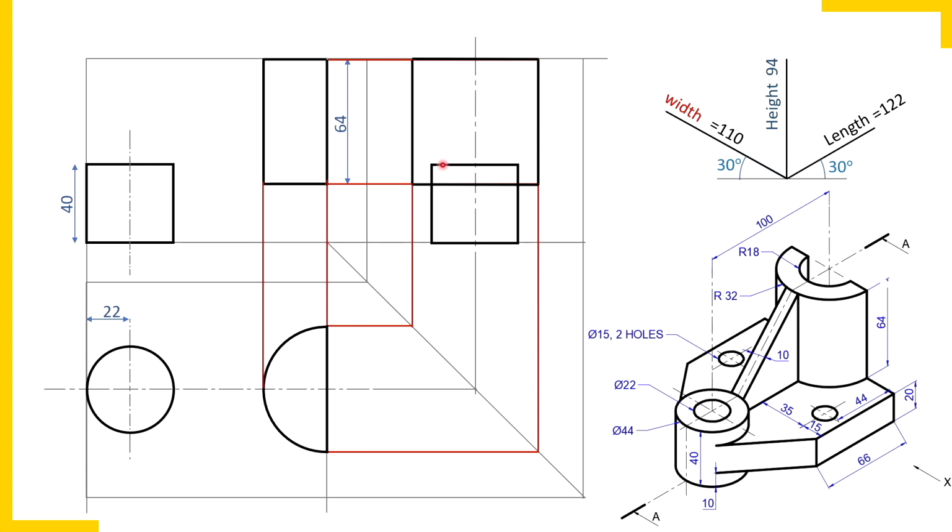Have you noticed? The side views of these portions are overlapping, and that is why we'll have to check which portion is nearer to the observer. Where is the observer? So this is the side view and it is the left side view. So the observer is watching from the left side.